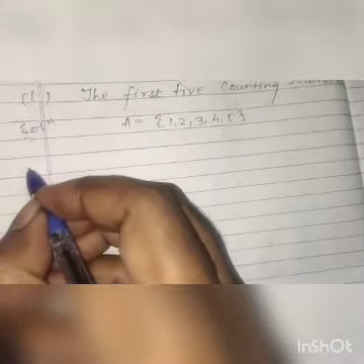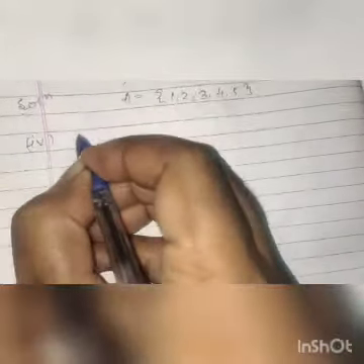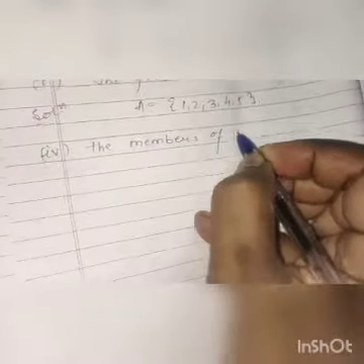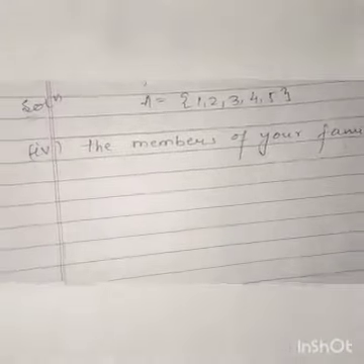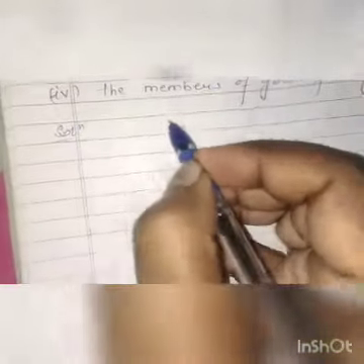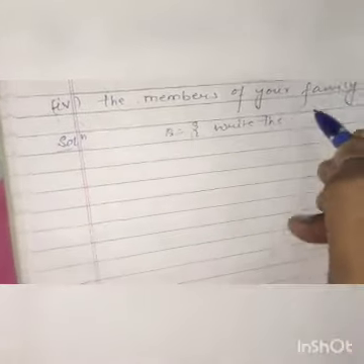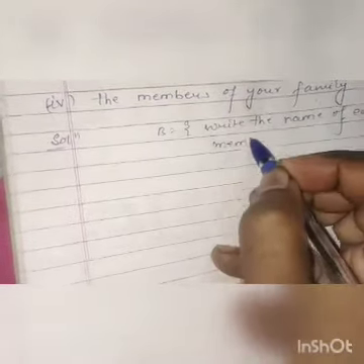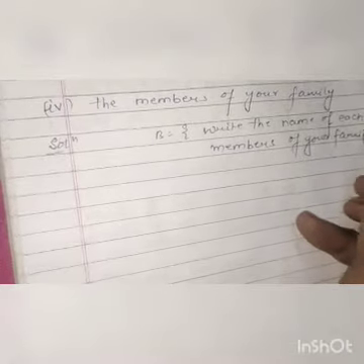Clear? Now let's see the next one: the members of your family. Solution: name the set as B and write the name of each member of your family. The names of each member of your family will be the elements of the set. Understood?